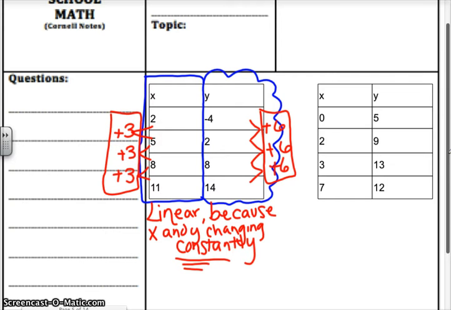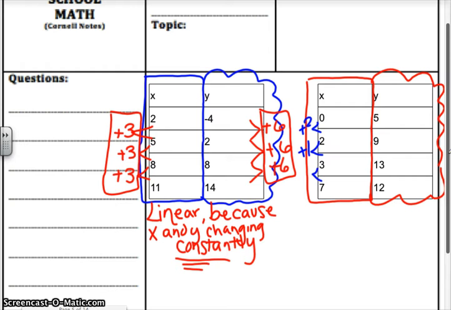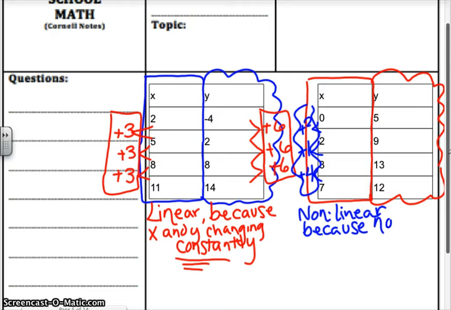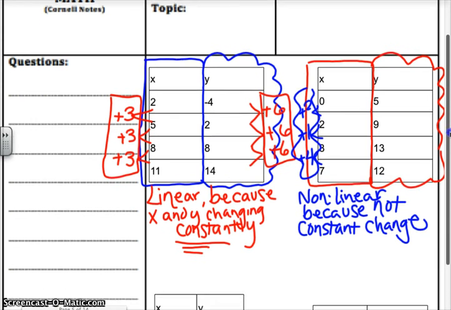All right, next one. Again, breaking it into two. I have the x section, and I have the y section. All right, I'm going to check my x's out. From 0 to 2, I added 2. From 2 to 3, I added 1. From 3 to 7, I added 4. Now think to yourself, is this a constant change? I would say no, I can be done already. I would say nonlinear because you change what you're adding every time, because it is not a constant thing you're adding. Okay, so nonlinear because it's not a constant change.